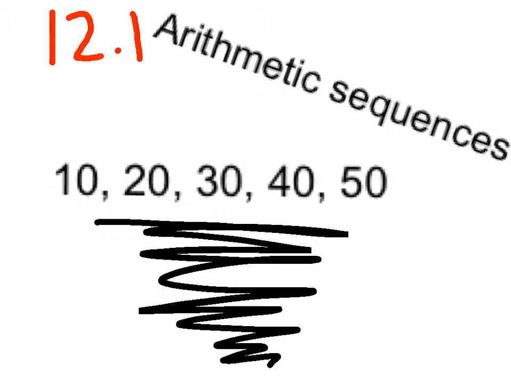12.1 is arithmetic sequences. A sequence is a list of numbers called terms in a certain order. In an arithmetic sequence, the difference between one term and the next is always the same. This is called the common difference. The common difference is added to each term to get the next term.